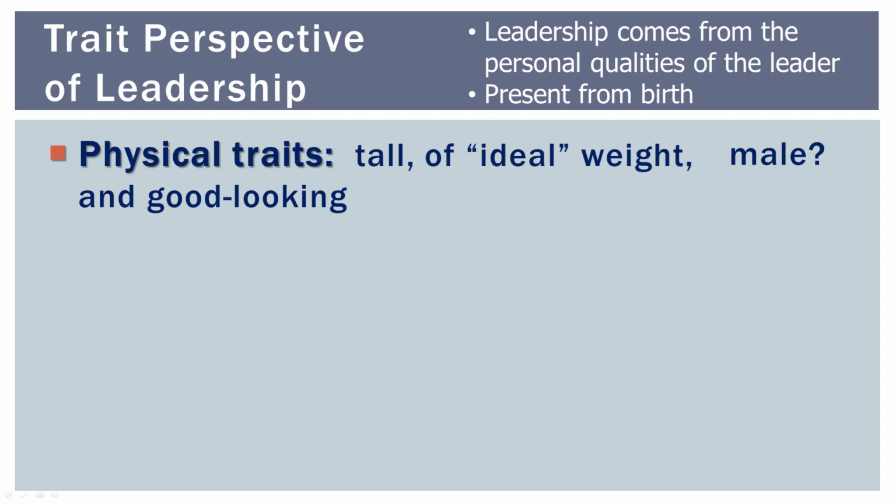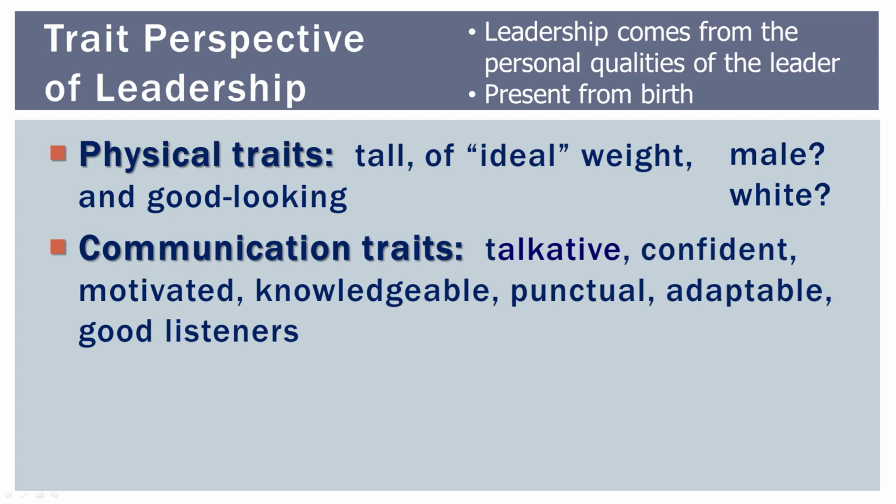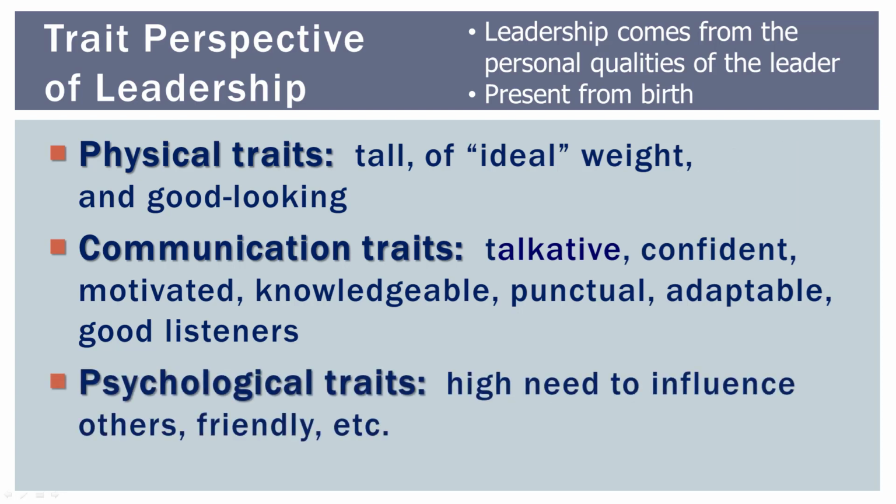Remember that Carlyle called his theory the great man approach. Notice also that ethnicity, specifically white, wasn't on the list. Carlyle and Galton were from Scotland and England, so, again, likely assumed. Effective leaders shared communication traits, like being talkative, expressing confidence, motivated, knowledgeable, punctual, adaptable, and good listeners. And they shared some psychological traits, such as having a high need to influence others and being friendly.